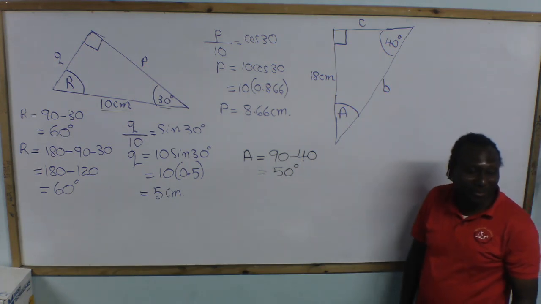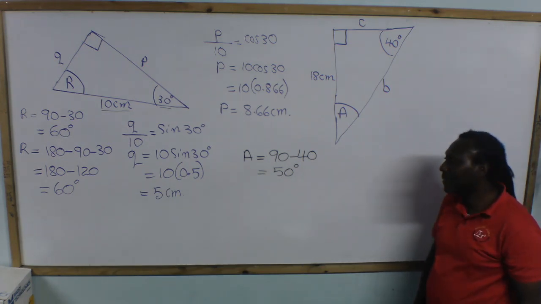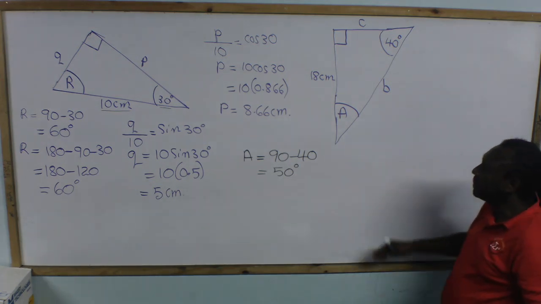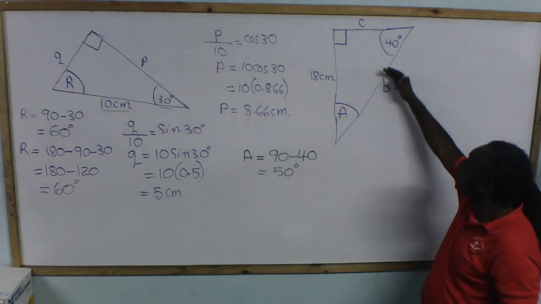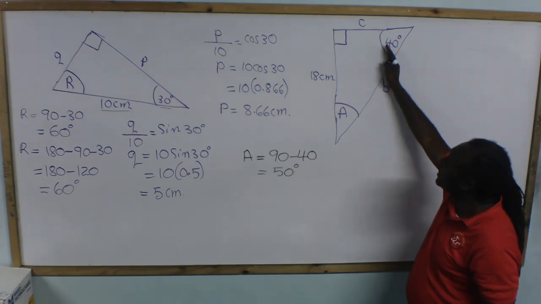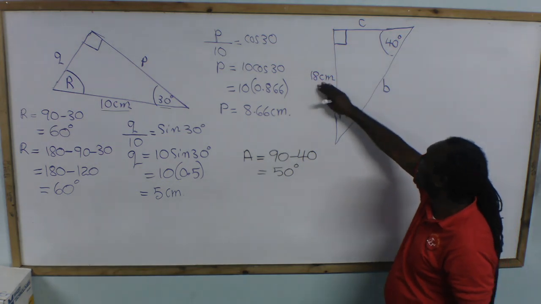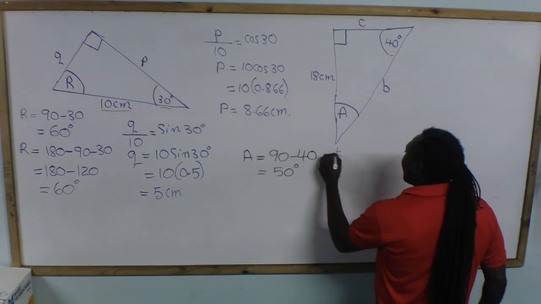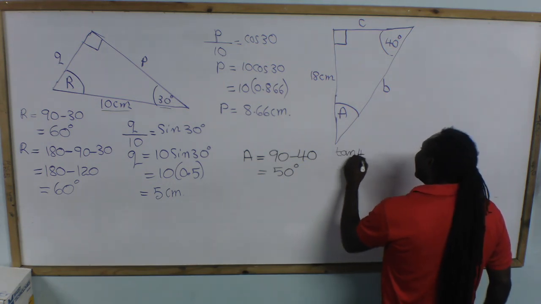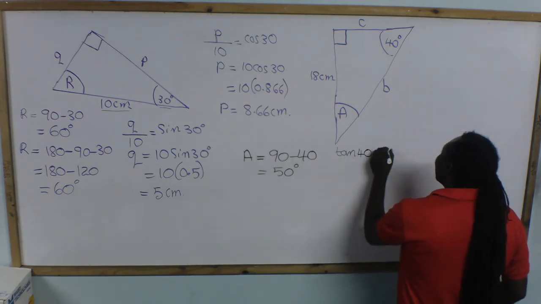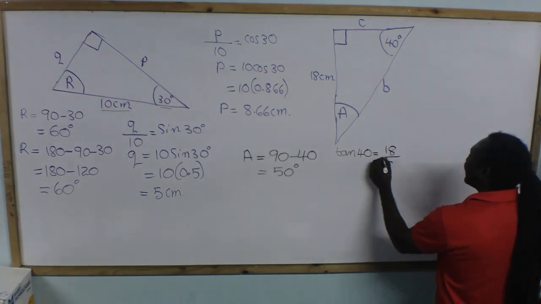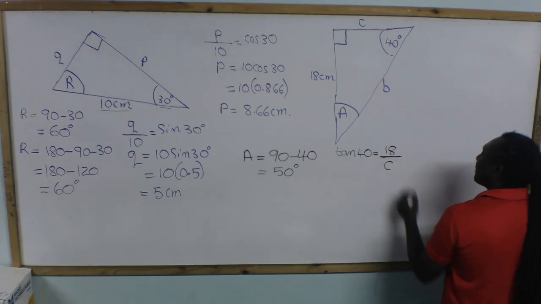Right. Do not forget that you also need to say what it is actually equal to. Look at this. Tan of 40 degrees is equal to what? Opposite over adjacent. So we say tan 40 is equal to opposite over adjacent.